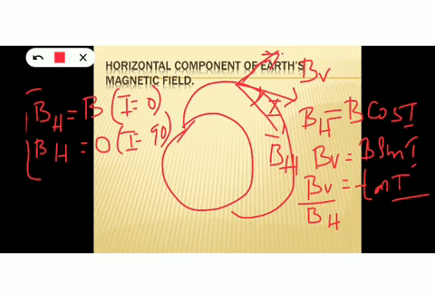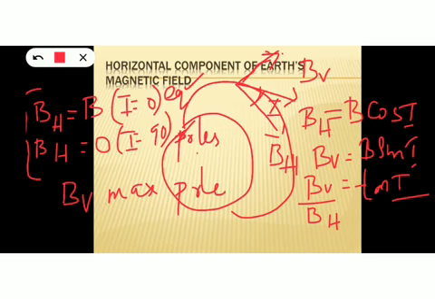In the previous slide, we had discussed the case of dip. I is 0 at the equator and I is 90 at the poles. So the horizontal component of Earth's magnetic field is maximum when I equals 0, and that is at the equator, and it is minimum or 0 at the poles, that is when I is equal to 90 degrees. And conversely, the vertical component BV is maximum at the poles and minimum at the equator. This is about the vertical component of the magnetic field.